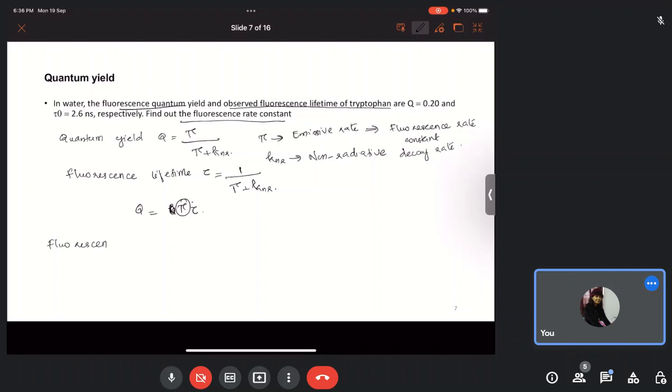So we have to find gamma, the fluorescence rate constant. Gamma is equal to Q divided by tau. Q is 0.20 divided by tau, which is 2.6 nanoseconds. 1 nanosecond is 10 to the power minus 9 seconds. So this is 0.20 divided by 2.6 times 10 to the power minus 9. Let's calculate that.